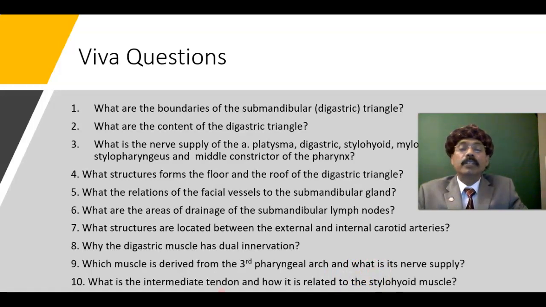What is the intermediate tendon? There is a tendon that connects the anterior belly of digastric to the posterior belly of the digastric. And this tendon pierces the lower part of the stylohyoid muscle. Okay. And that's all about the anatomy of the submandibular triangle, also called digastric triangle.